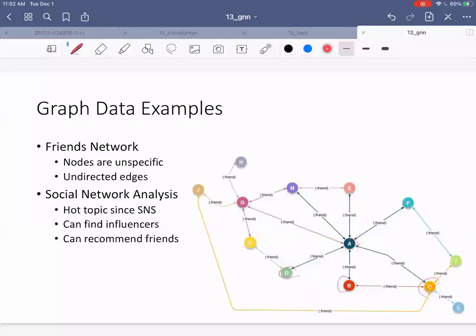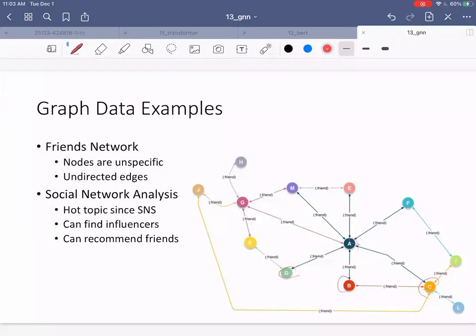But the friends social network itself is a super interesting data set, and it was actually a very hot topic since the beginning of SNS, social network services. Since Facebook and Twitter came out, and Instagram also, people were following each other or were friends with each other, making gigantic graphs. The reason I'm saying it's gigantic is that there are at least 2 billion Facebook accounts, or 1 billion, 2 billion. So it's a graph with 1 or 2 billion nodes, and the edges are also at least several billions.